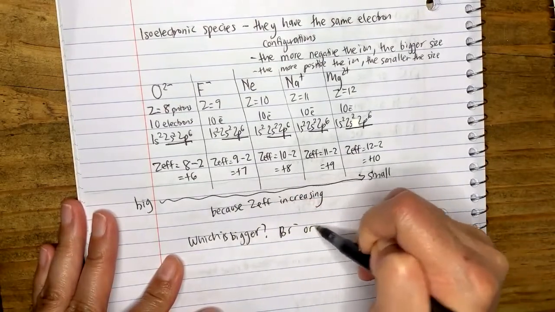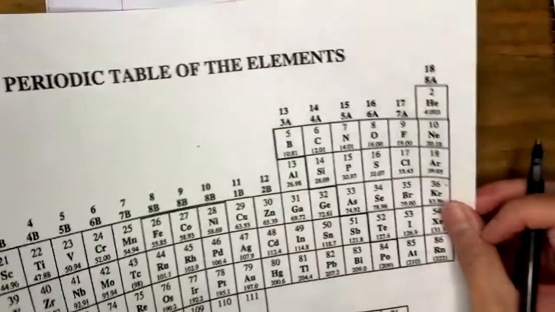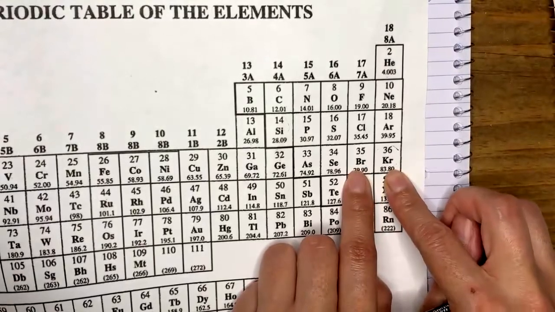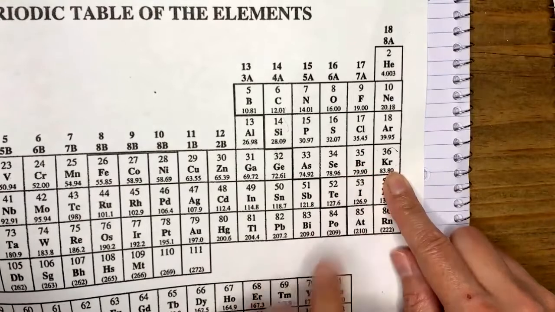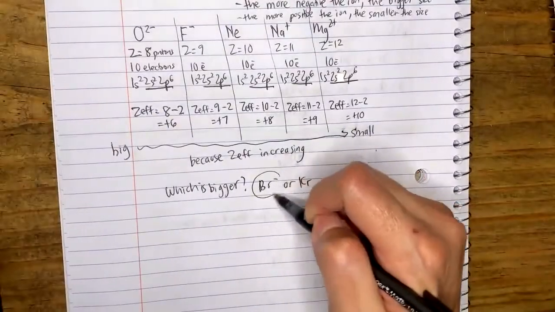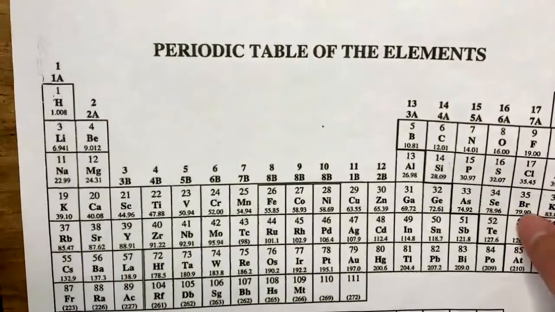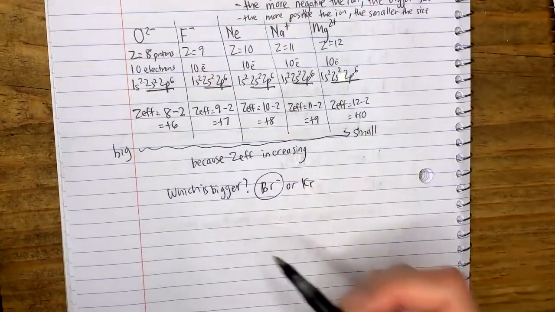Br negative or Kr? How am I going to tell? Look, they're isoelectronic: Br negative and Kr have the same electrons. The more negative, the bigger. Remember, this is a negative charge, so Br negative will be bigger. Now if we give you a whole list, Br negative, Kr, and then Rb plus, let's arrange it.